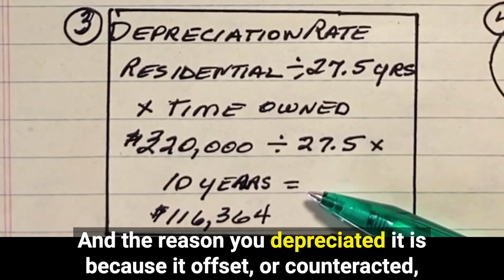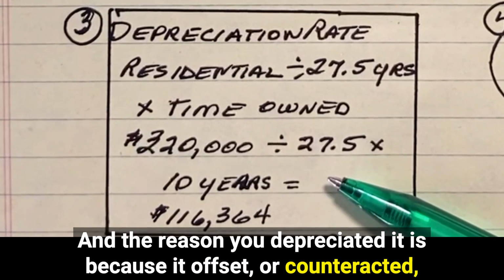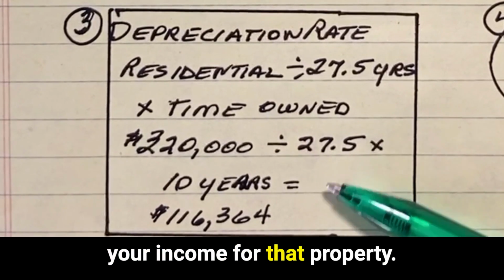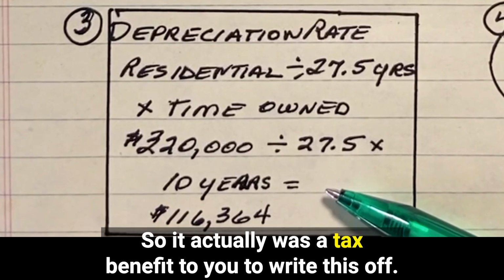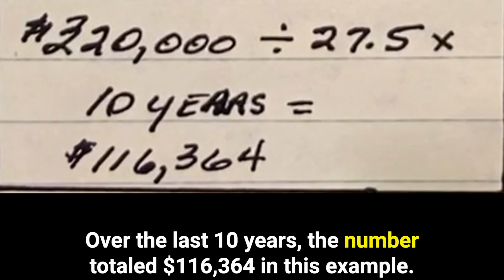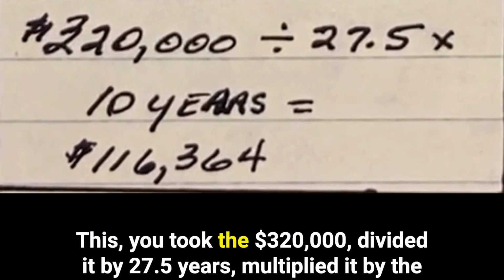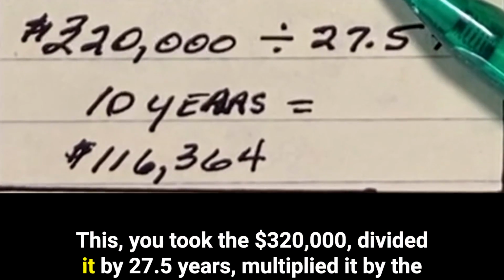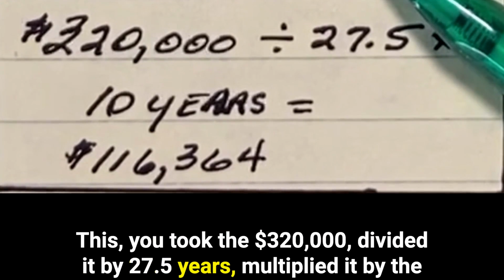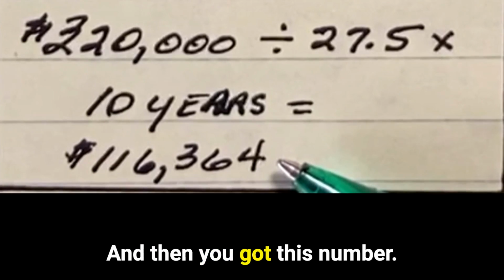And the reason you depreciated it is because it offset or counteracted your income for that property. So it actually was a tax benefit to you to write this off. It's called a write-off. Okay. Over the last 10 years, the number totaled $116,364 in this example. You took the $320,000, divided it by 27.5 years, multiplied it by the time you owned it, which is 10 years, and then you got this number.